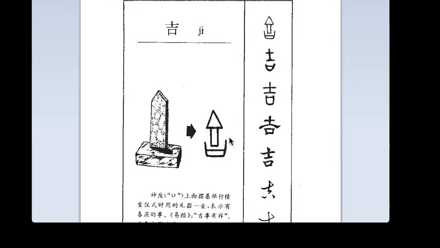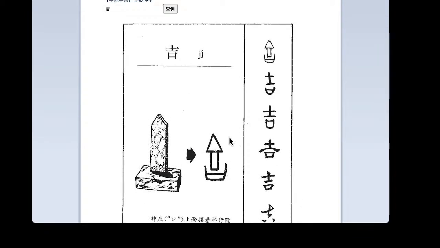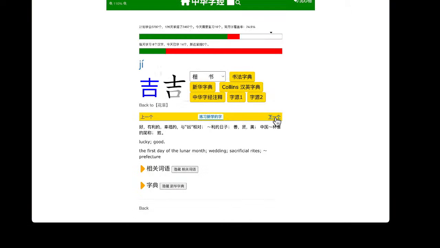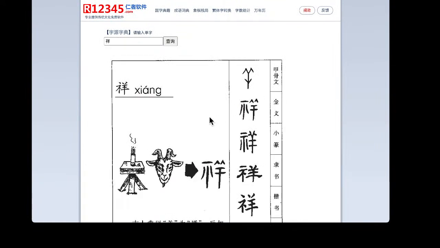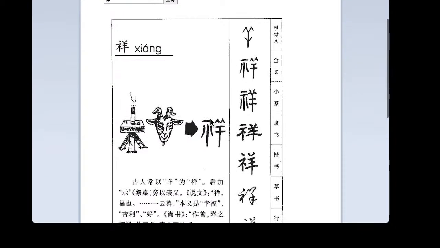Okay, and so they use this to represent anything that is lucky, that brings fortune, which is nice. Okay, so it's 吉. 祥. 祥 means omen, sacrifice, happiness, auspicious, lucky, prosperous, good. Okay, so this basically means good things, good fortune, good luck. Okay, let's take a look at it. Now 吉祥 often put together. It's a word just to mean luck and prosperity, that kind of meaning. Okay, so this 祥.